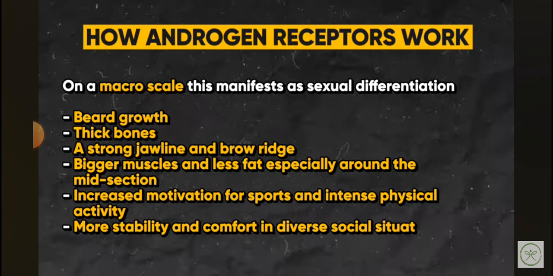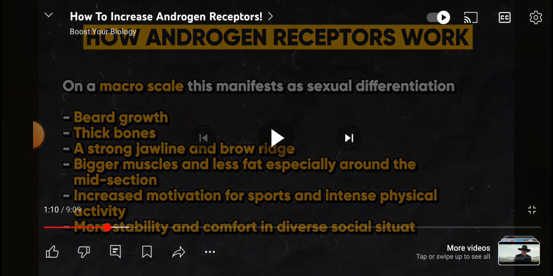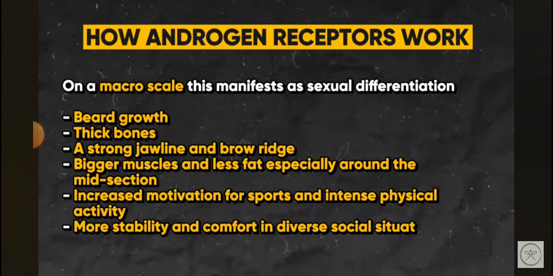On a macro scale, this manifests as sexual differentiation. Bigger muscles and less fat, especially around the midsection. That's what the androgen receptors do, especially when you're younger, when it's at its height, when you're still growing. But what happens when you stop growing? What happens when you're on an artificial diet and it's interfering with all this, or you're more catabolic, or there's higher cortisol in your blood? Then what happens?